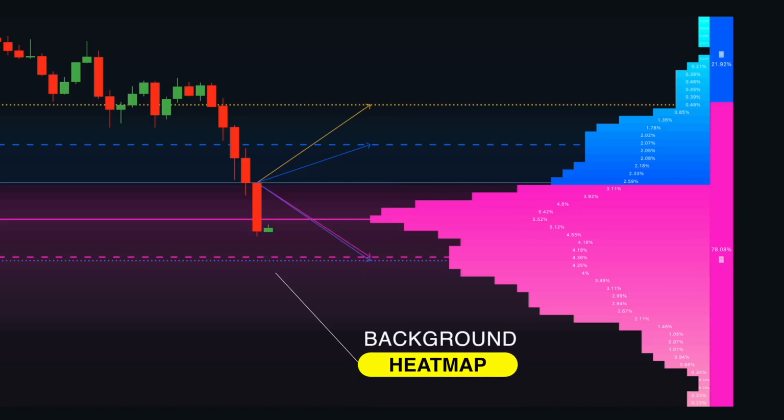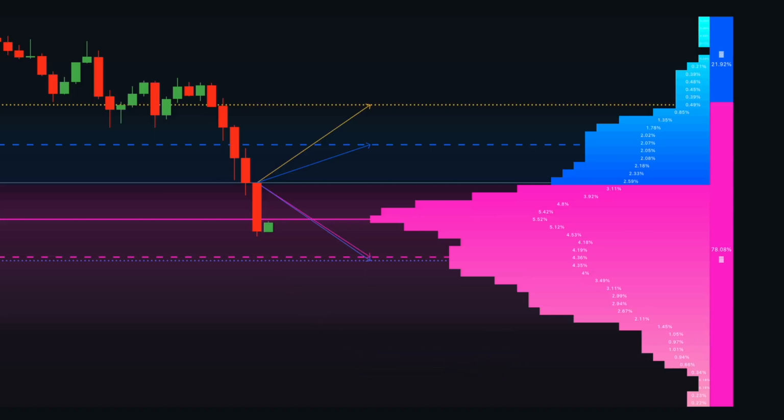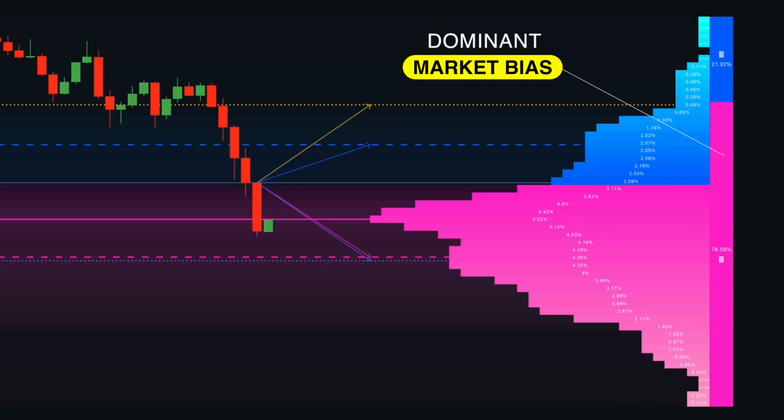This is the most likely extreme range the price will move to. To make things more user-friendly, the indicator also displays a background heat map. The brighter the price level, the more likely the price will end at that level. To use this indicator, you want to first assess market bias. From there, you want to target the most likely polar outcome.